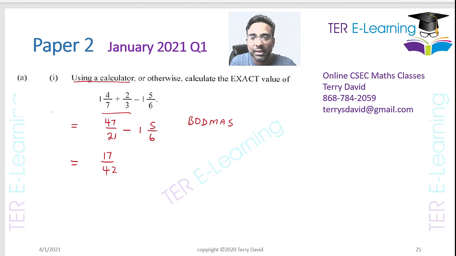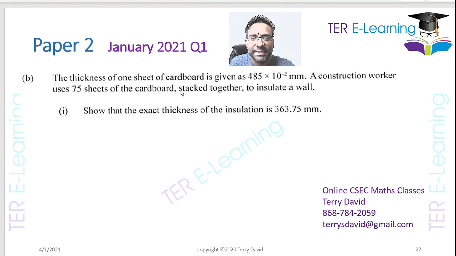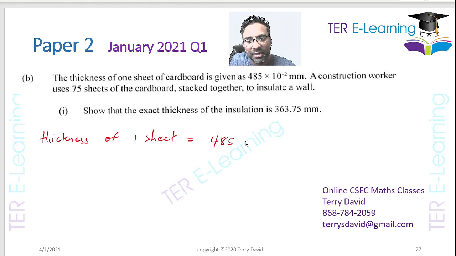In this part here, we have the thickness of one sheet of cardboard is 485 multiplied by 10 to the minus 2 millimeter. A construction worker uses 75 sheets of cardboard stacked together to insulate a wall. Show that the exact thickness of the insulation is 363.75. So you know the thickness of one sheet. So thickness of one sheet of the cardboard is equal to 485 multiplied by 10 to the minus 2 millimeters.